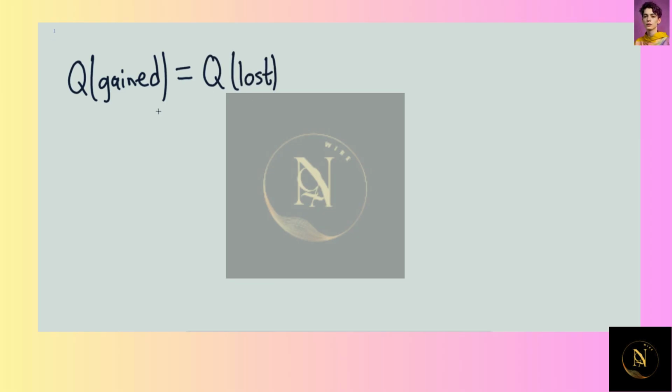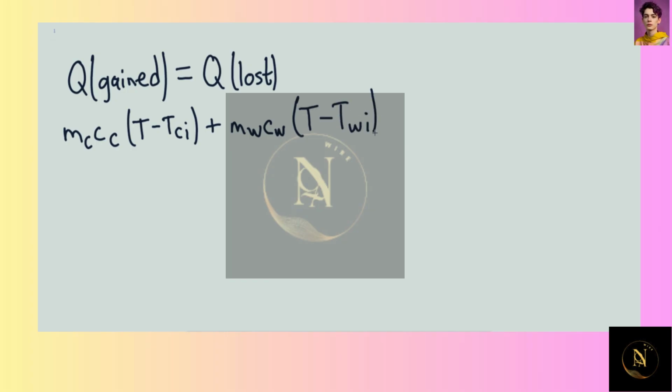So we can say that the mass of the copper times the specific heat of the copper times temperature minus temperature of the copper initial plus the mass of the water, specific heat of the water, times the temperature minus the temperature of the water initial.